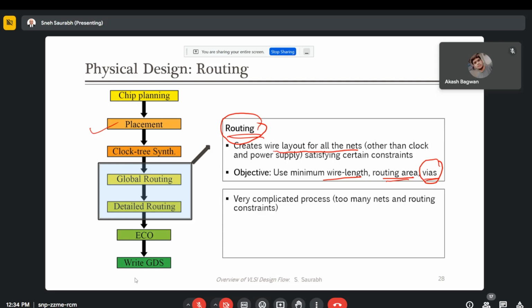Now, routing is a very complicated process. Why is it a very complicated process?